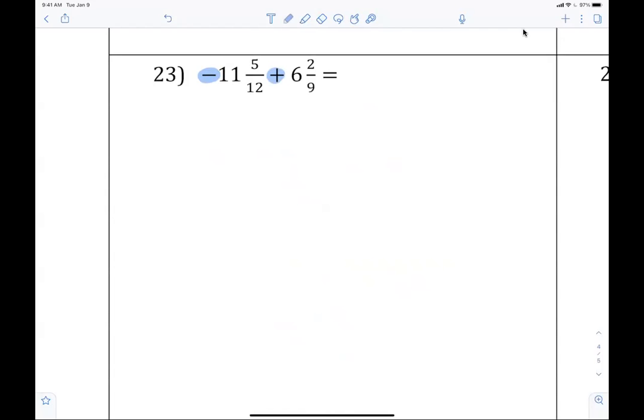All right. So now what I want to do is what number goes on top, the 11 or the 6? 11. Okay. So we're going to do negative 11 and 5/12 minus 6 and 2/9. Now, can you tell me what number goes into 12 and 9? Or do you want to do the shortcut? The little trick?